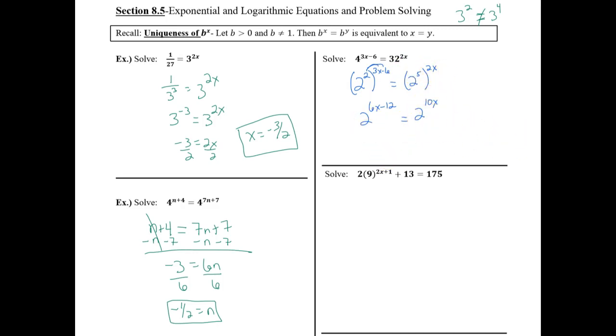Now they have the same base, and the exponents must be equal. That means 6x minus 12 has to equal 10x. I'm going to get my x's on the same side, because this is a linear equation. That leaves me 10x minus 6x is 4x. And then I divide both sides by 4. And negative 12 divided by positive 4 is a negative 3. Again, feel free to plug that back in and check your work.